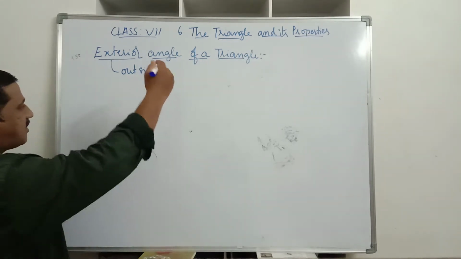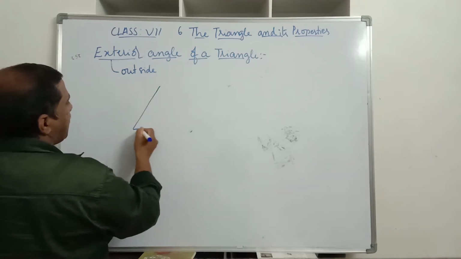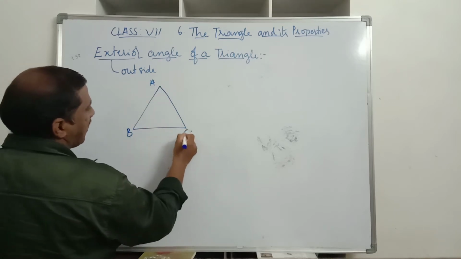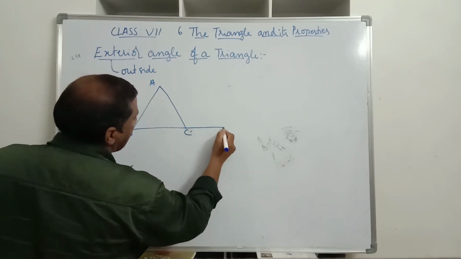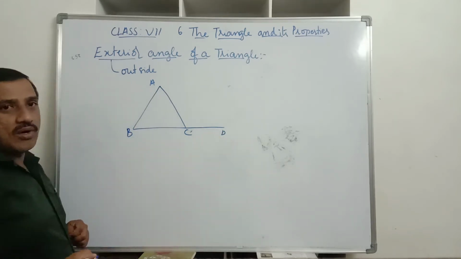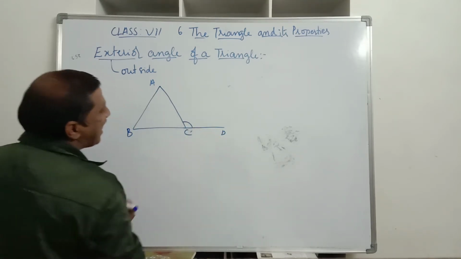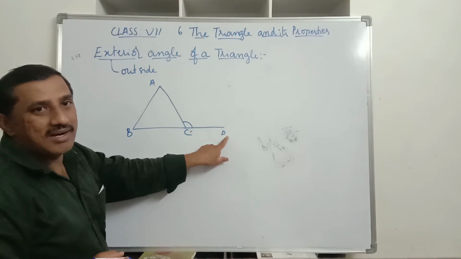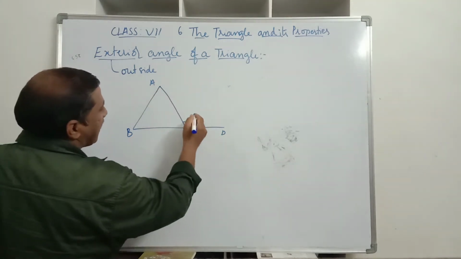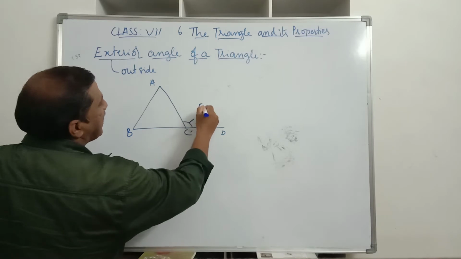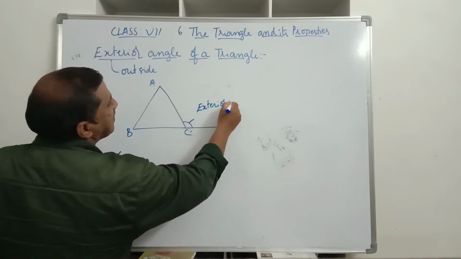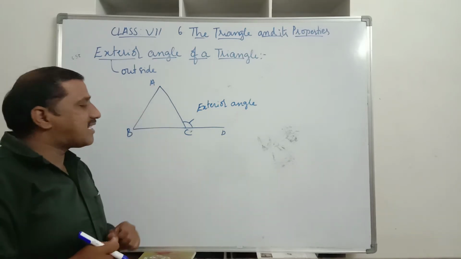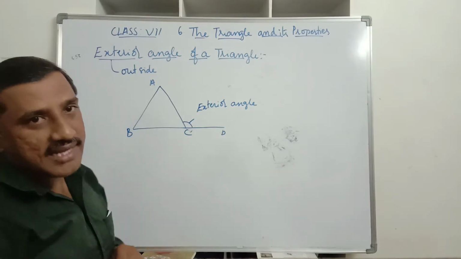See, for example, let ABC be a triangle. Now BC is extended to D. So outside we have one angle formed with side AC and BC when it is extended to D. So now this angle ACD is known as the exterior angle of the triangle ABC. Why is it called exterior angle? Because this angle is formed outside the triangle.